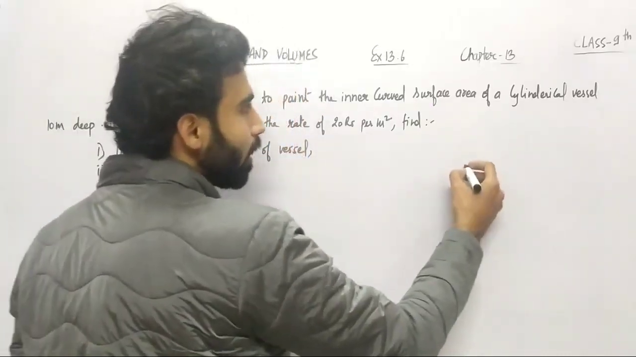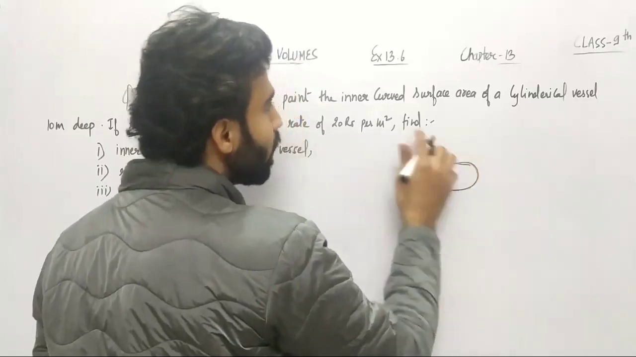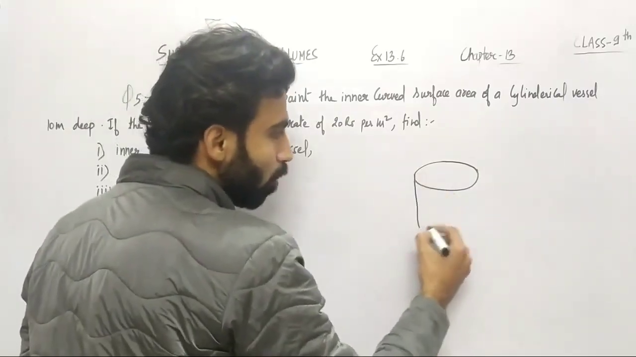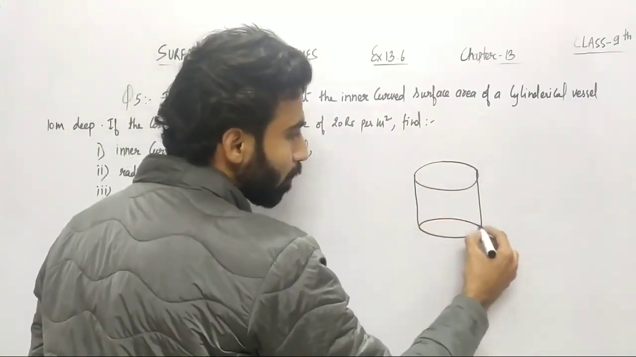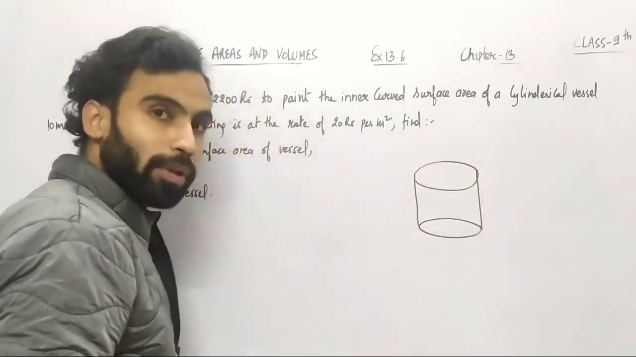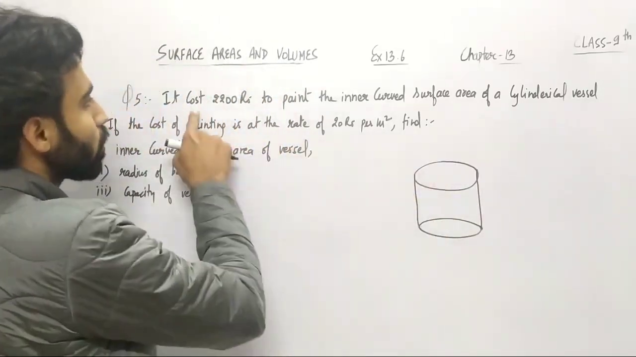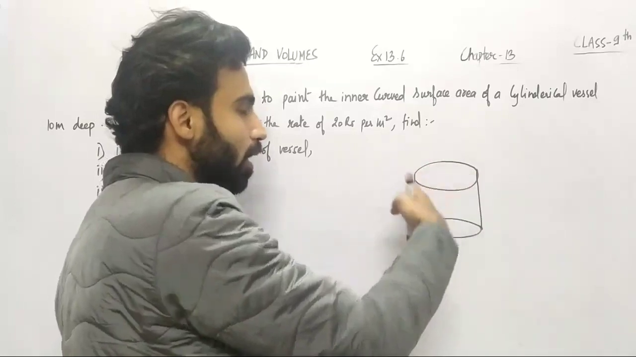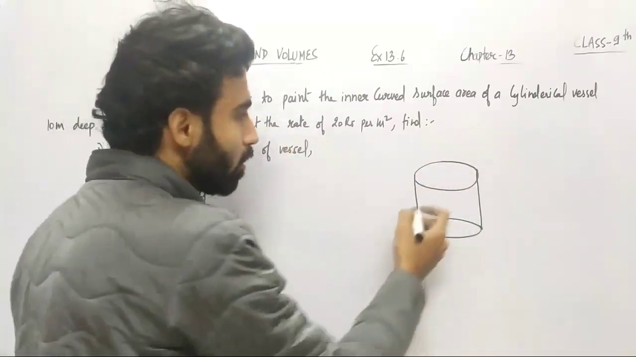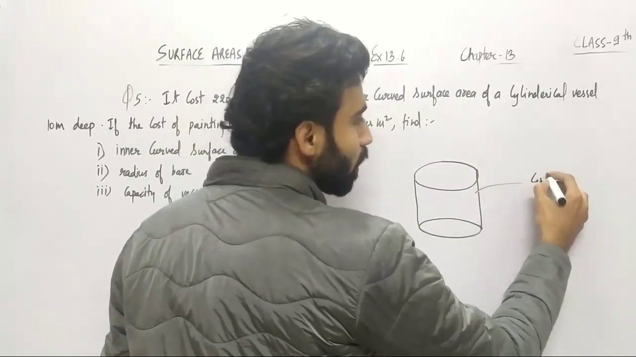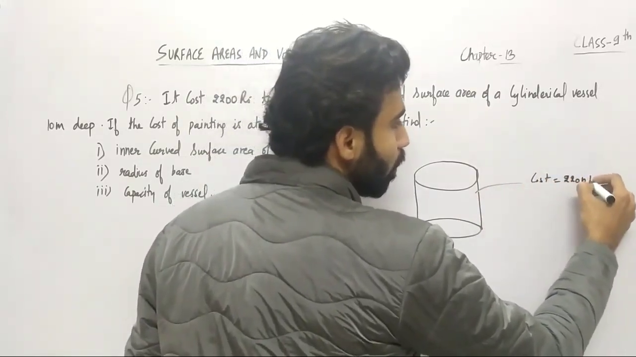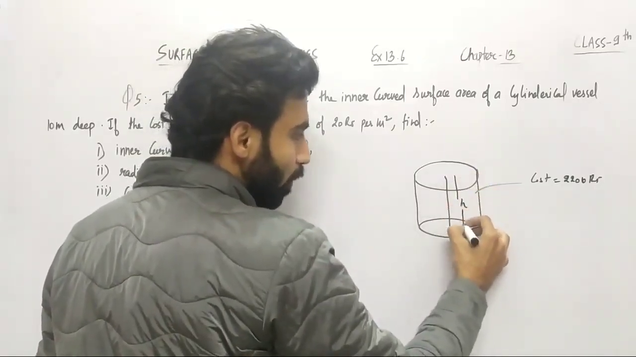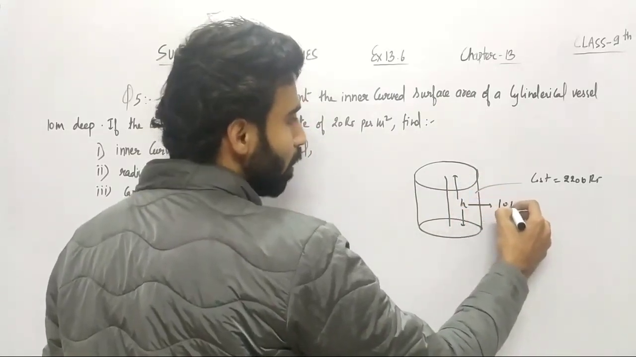So here first I draw a cylindrical vessel. As you can see here, it is given that the inner curved surface area, right? So that means let me first draw this cylinder here. You can see the curved surface area from the inside costs rupees 2200 to get painted, right? So this much was charged for painting the inner curved surface area. So you can see the cost is given to us as 2200 rupees, right? Also, depth is given, that means the height of this cylindrical vessel, right? So that is 10 meters, right?